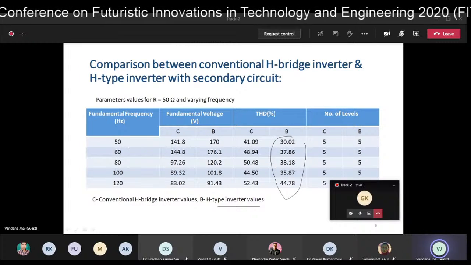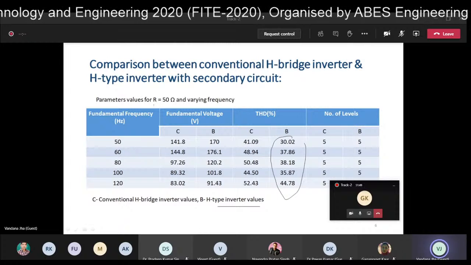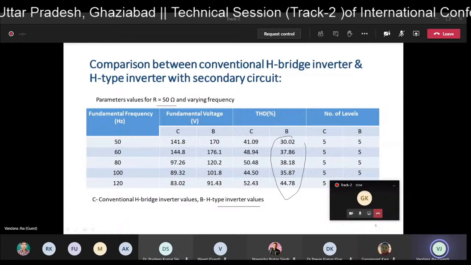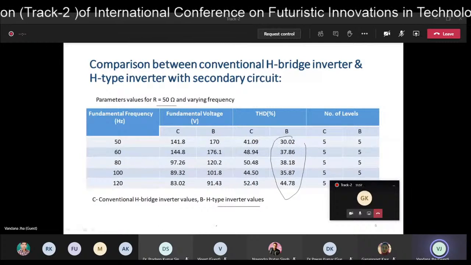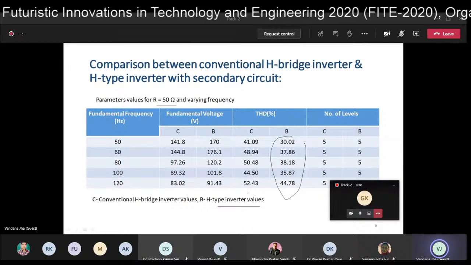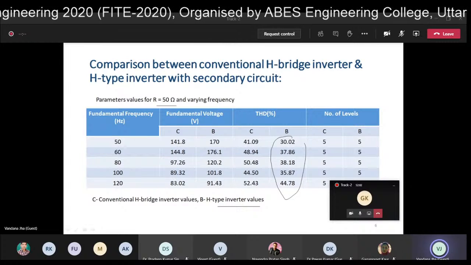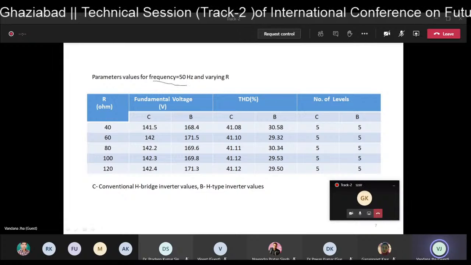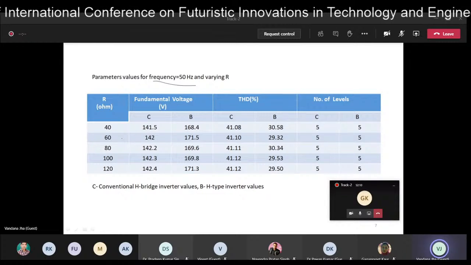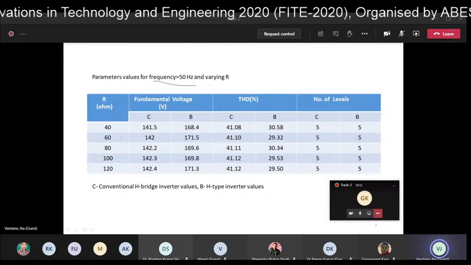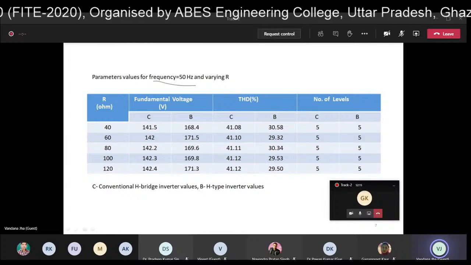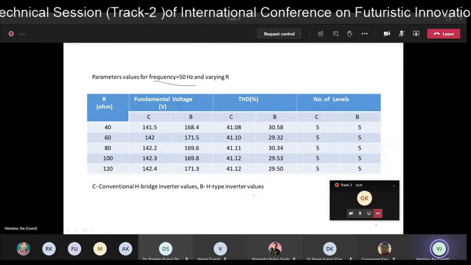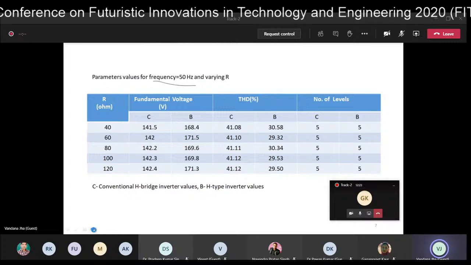Here I have varied the frequency, and I have kept the load R at 50 ohm, and the value of the THD in the case of H-type inverter with secondary circuit is very less compared to that of the conventional H-bridge inverter. In this one I have kept the frequency constant, that is 50 Hz, and I have varied the load, that is I have varied the value of R, and again the value of THD in the case of H-type inverter circuit is very small compared to that of the conventional H-bridge inverter.